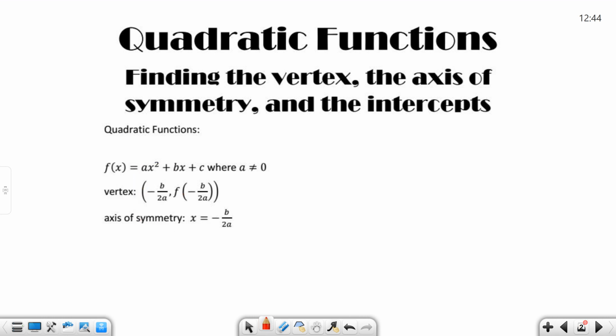So the x value is negative b over 2a. It's a value. We figure it out. Then we take that value and plug it into the function f to get the y value. The axis of symmetry is x equals whatever this value is. Those things are the same thing. So it's x equals that.